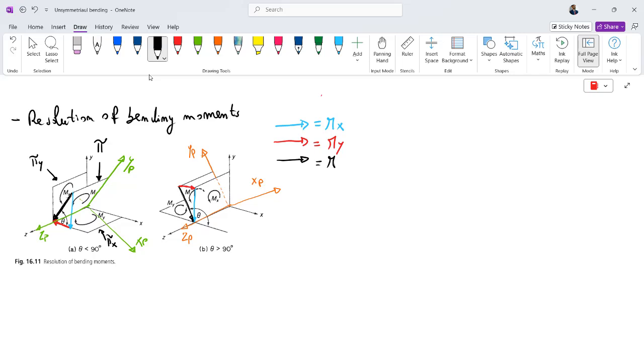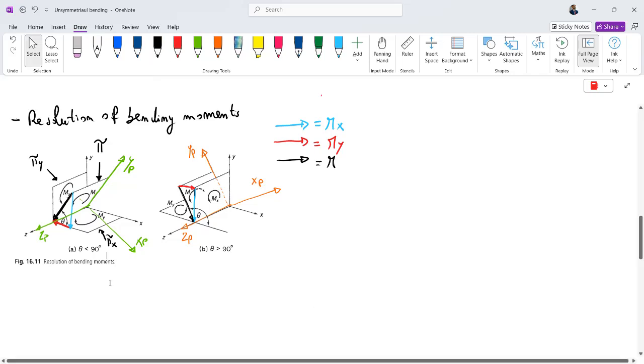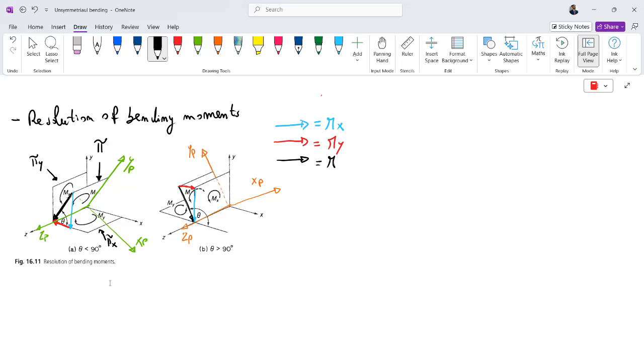So if I make a projection of these black arrows on the y and x planes, we have the light blue arrow, which is the mx projection, and the red arrow, which is the my projection.